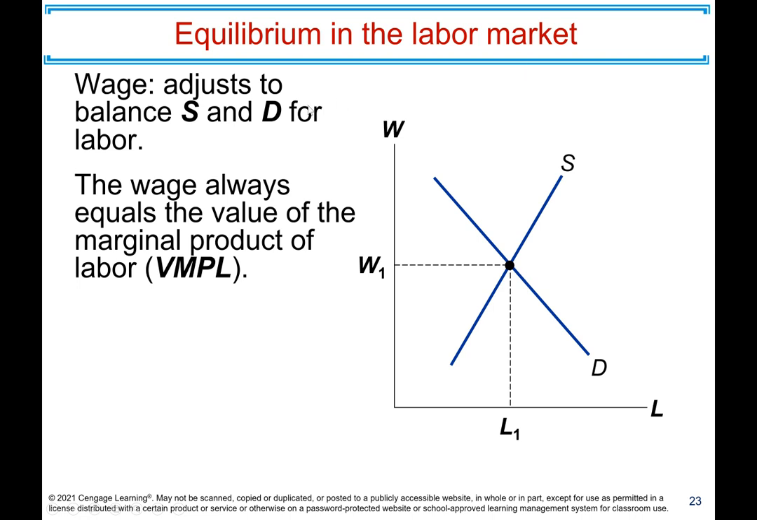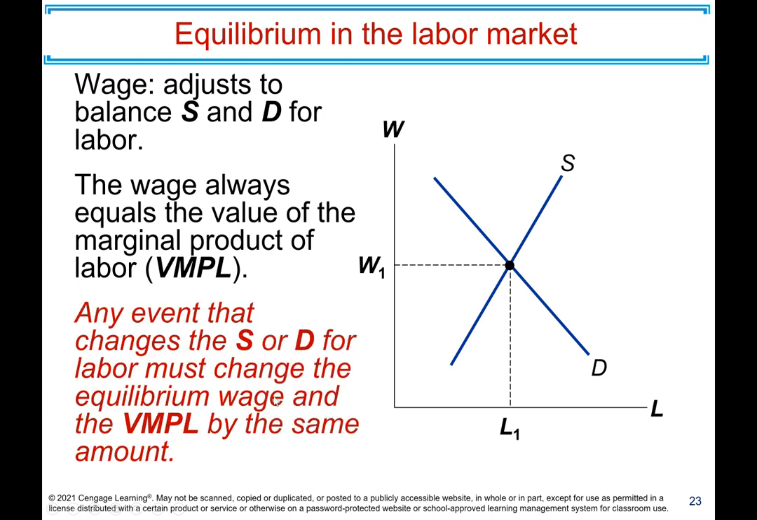Equilibrium in the labor market. Wage adjusts to balance supply and demand for labor. The wage always equals the value of the marginal product of labor. So D, which is the value of the marginal product of labor, and the supply of labor are at equilibrium at W1, L1. Any event that changes supply or demand for labor must change the equilibrium wage and the VMPL by the same amount.